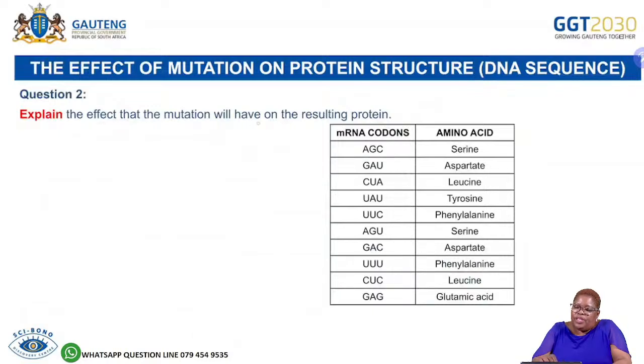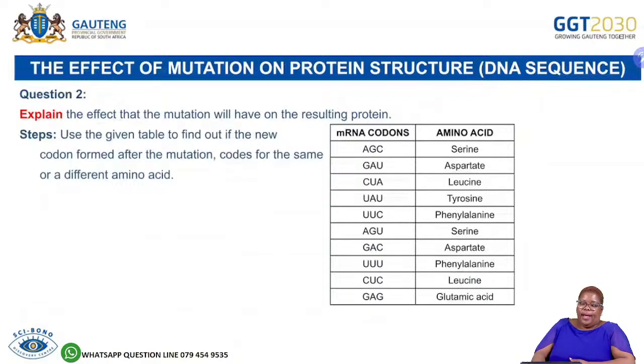Explain the effect that mutation will have on the resulting protein. Now, like I have explained to you, you will be given the data in the table. You don't need to worry about this. So these are the mRNA codons, they are given there. Amino acids, they are given there. Use the given table to find out if the new codon formed after mutation has taken place codes for the same or different amino acid.